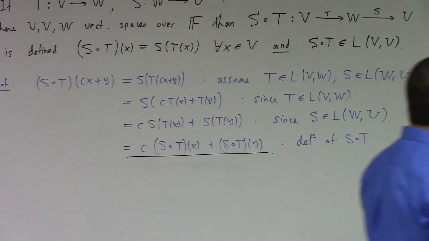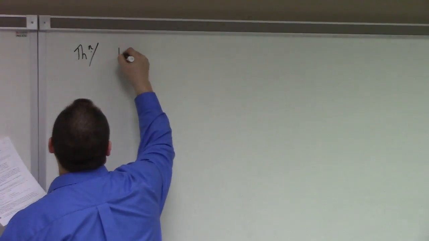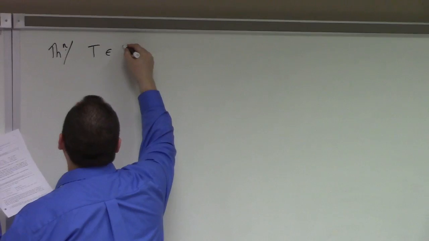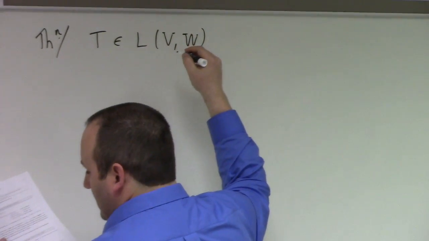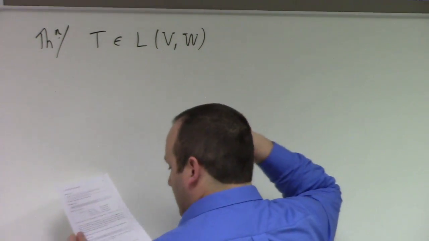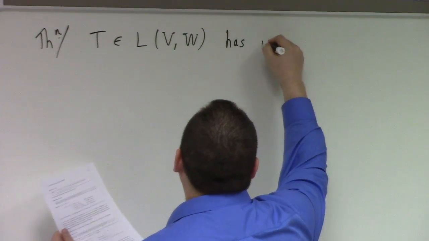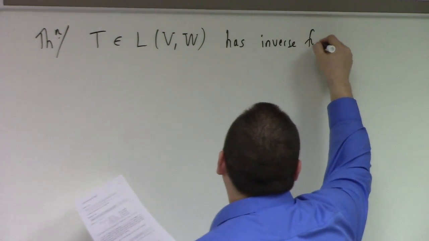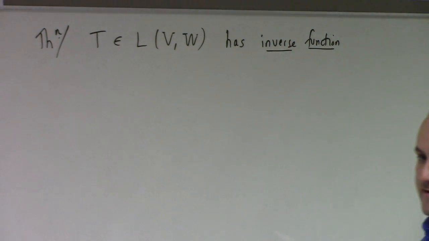Another little theorem is that if T, and here I part ways with your textbook a little bit, so you might pay attention to the structure here. Suppose T is an element of linear transformations from V to W, and has an inverse function. Here's the difference between me and the text. When I say inverse function, I just mean inverse function in the sense of set theory. I do not suppose in my definition of the inverse function that it's linear. That to me is awkward.